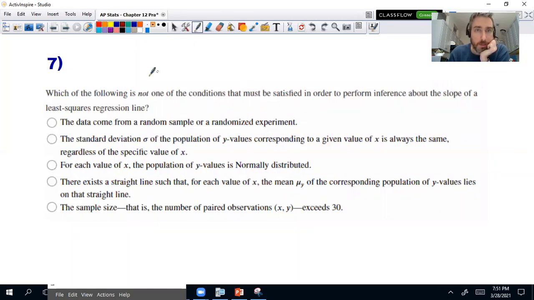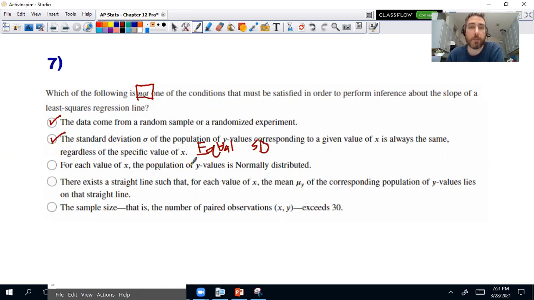Which of the following is not one of the conditions? Data come from a random sample. That is required, so we need that. The standard deviation of the population of Y values corresponding to a given value of X is always the same, regardless of the specific value of X. So that's your equal standard deviation. You want that, so that's a good thing.